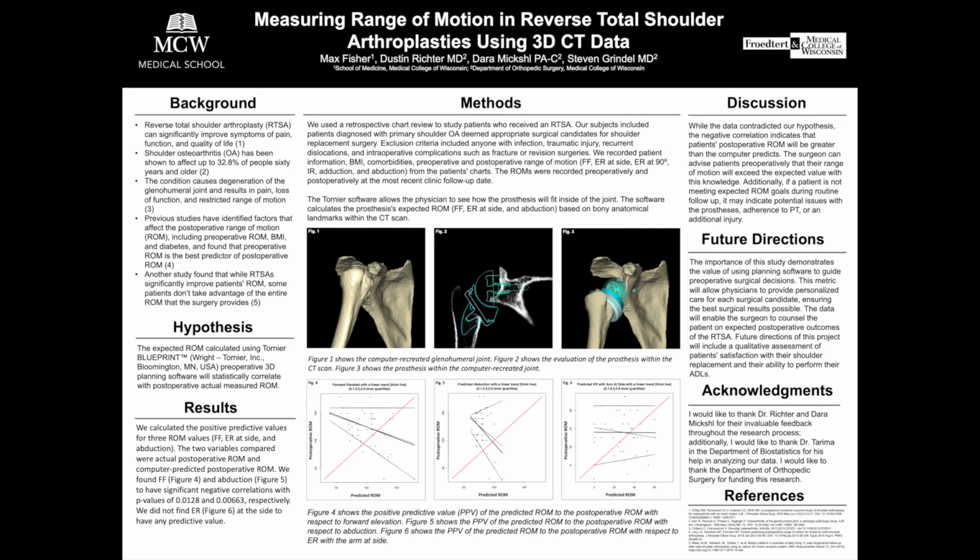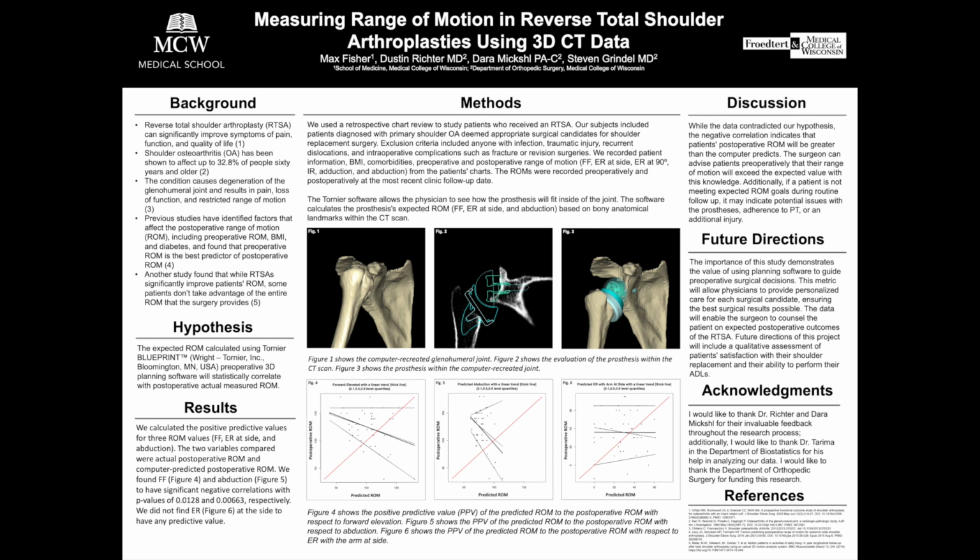The software takes the CT data and makes a three-dimensional reconstruction of the glenohumeral joint, as seen in Figure 1. It then allows the surgeon to place the prosthesis within the CT data, as shown in Figure 2. After the surgeon has placed the prosthesis in the CT data, the software then extrapolates that information into the three-dimensional reconstruction of the glenohumeral joint, as seen in Figure 3.